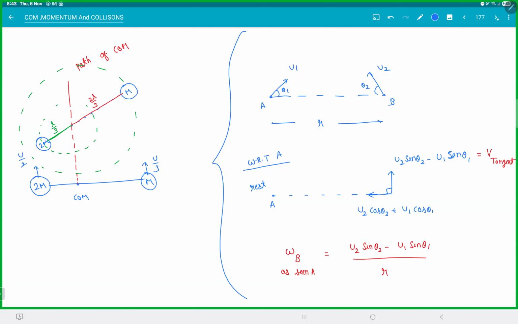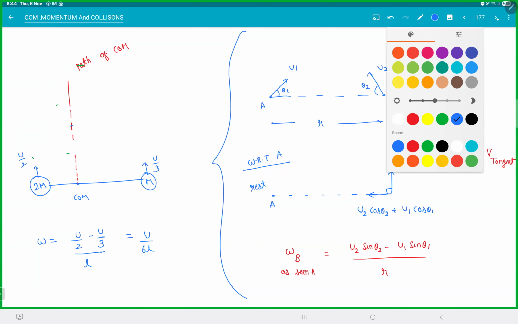So if I use the same logic here, omega, the relative velocity perpendicular is u by 2 minus u by 3. I think I drew this wrong. Yeah, shape is wrong. 2m will go up because it is going faster. But okay, by distance between them is L. This is u by 6L. Or if you don't like this, you can go and stand on the center of mass and find relative velocity and do that. It still works.